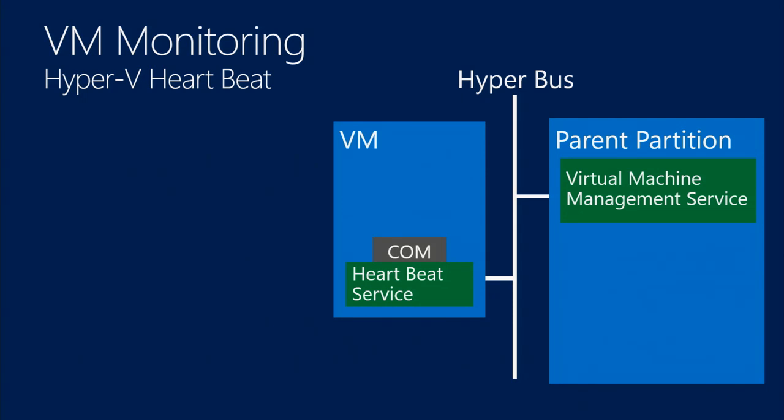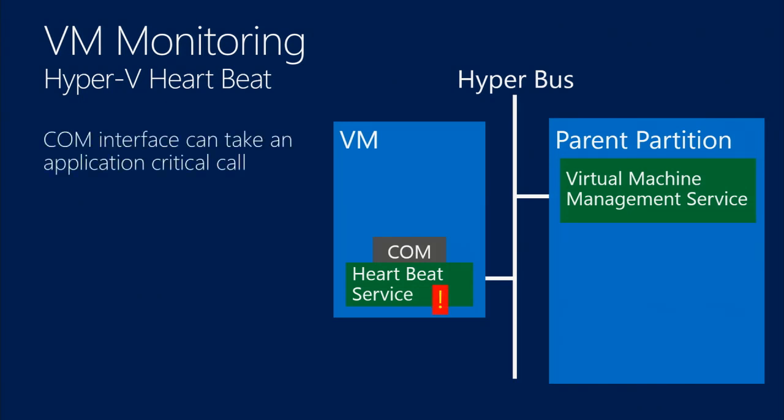Inside the VM, when you have the integration components installed, there's an integration component called the Heartbeat Service, and it runs as a Windows service. Its job is to get heartbeats, which happen once every 5 seconds from the virtual machine service through this VM bus, get the heartbeat message, and respond to it.